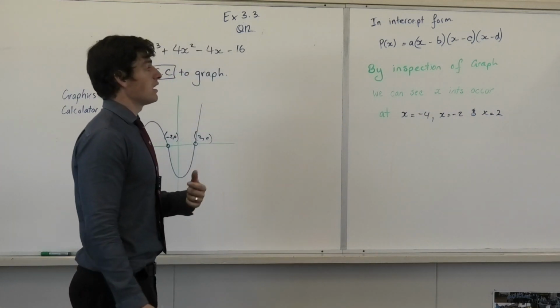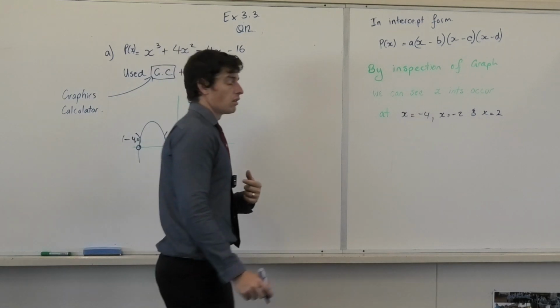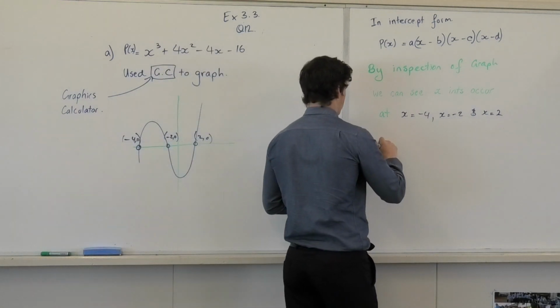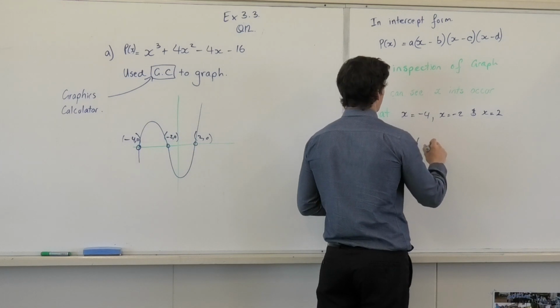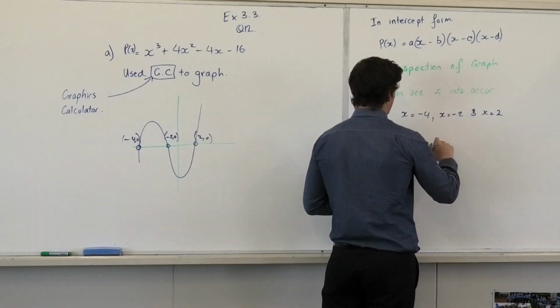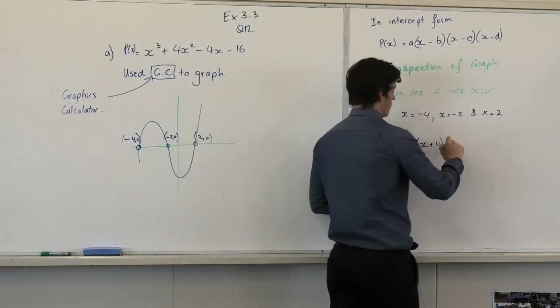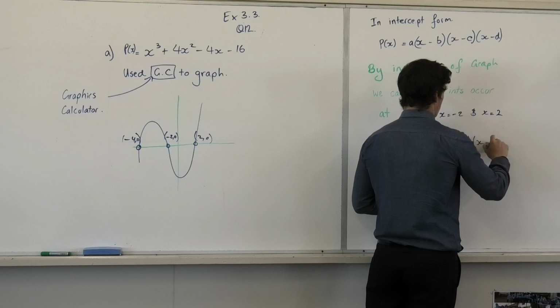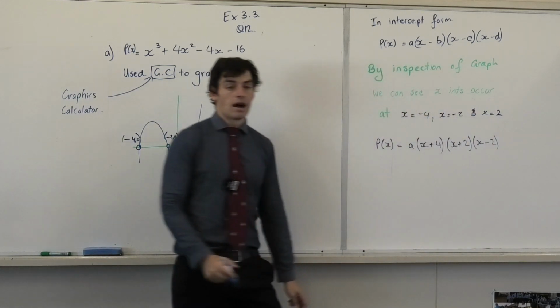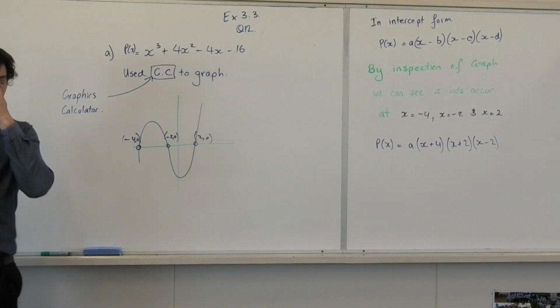So that means that b equals negative 4. So I get a, b equals negative 4, which makes this (x plus 4)(x plus 2)(x minus 2). Are we happy with that? Now I found some factors.